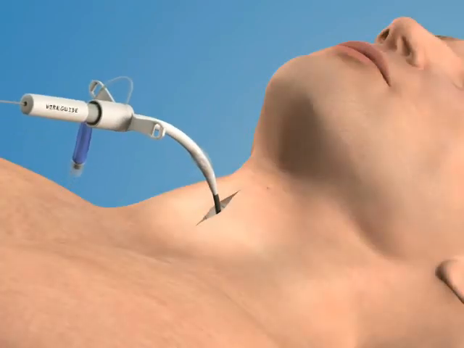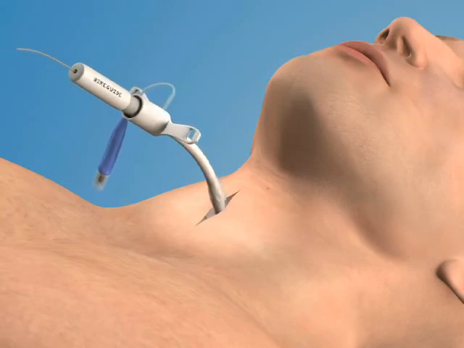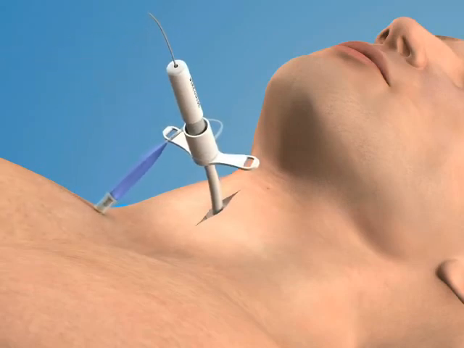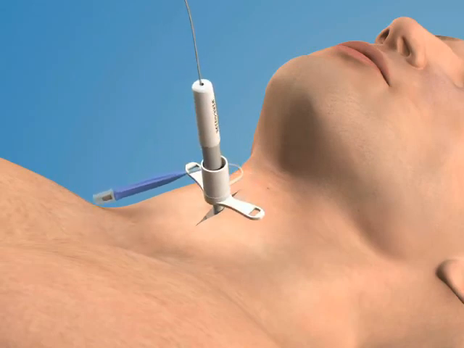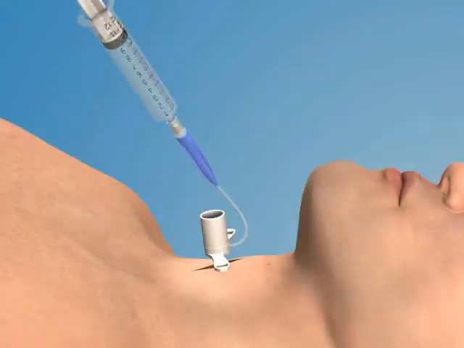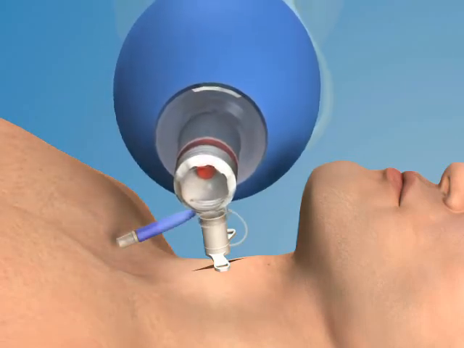Advance the dilator and the airway catheter as a unit into the trachea using a reciprocating motion. The hub and flange of the catheter should be flush against the skin. Simultaneously remove the guide wire and the dilator from the catheter. Inflate the cuff with 8 to 10 milliliters of air, and then begin to ventilate the patient.